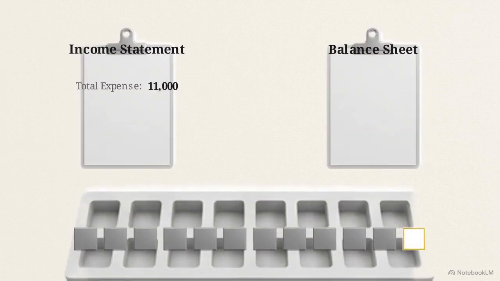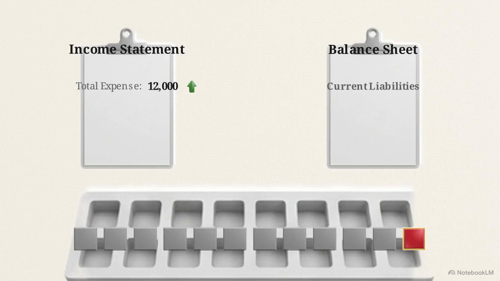Look at the timeline. You've used the building for the full year, but because the payment hasn't happened, that 12th block is still empty in your records. To fix this, we increase the total expense on the income statement. This ensures the record reflects our actual usage for the year.